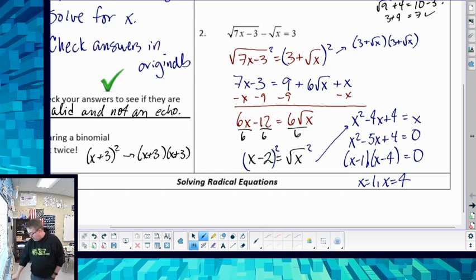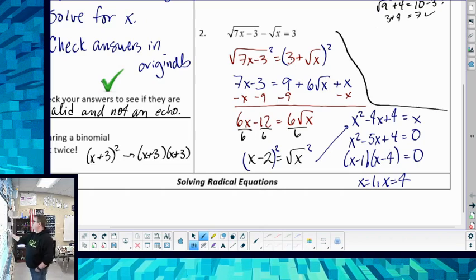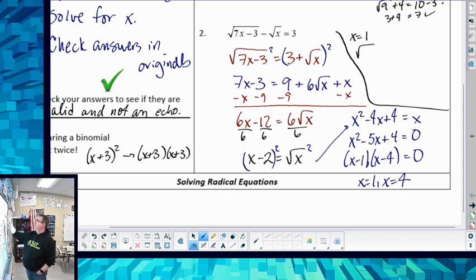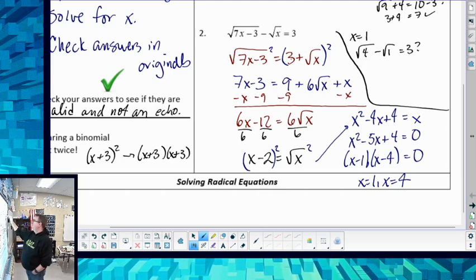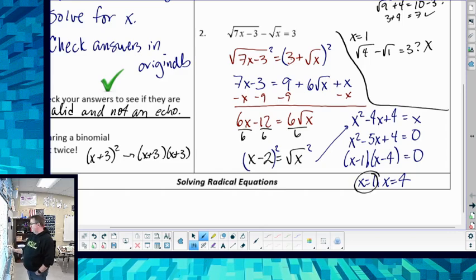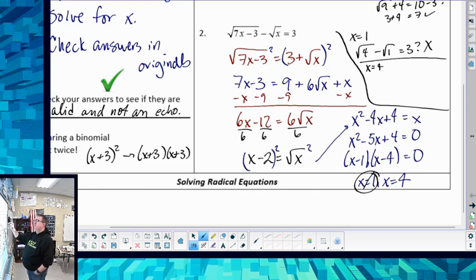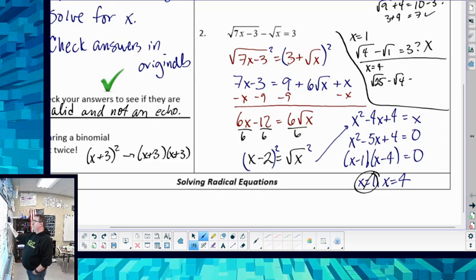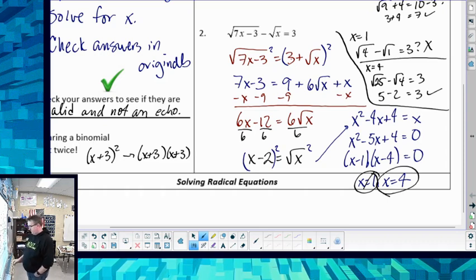So, check my answers up here. X equals 1. So that's going to be the square root of 7 minus 3, which is 4, minus the square root of 1. Is that equal to 3? No, so that doesn't work. And then the other one, x equals 4. And so that's going to be 28 minus 3, so that's going to be the square root of 25 minus the square root of 4. Does that equal 3? Yeah, 5 minus 2 equals 3. Check. So that's your answer.